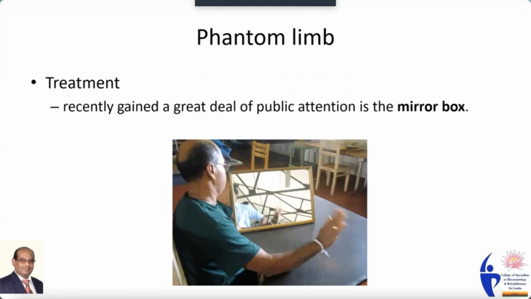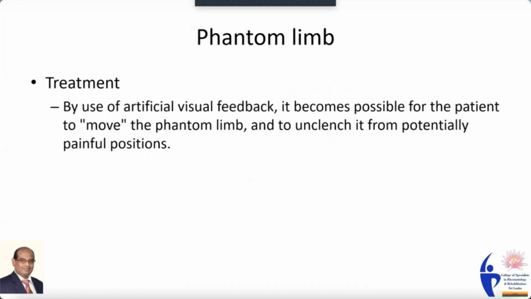There are many treatments employed. One is with the occupational therapist. You can do the mirror box training, which by use of artificial visual feedback makes it possible for the patient to move the phantom limb and unclench it from the potentially painful position.